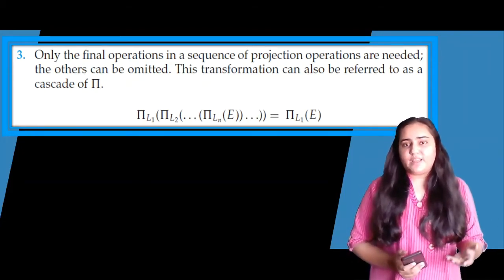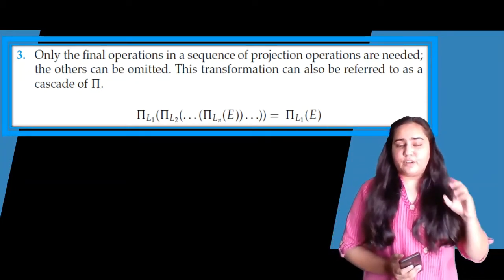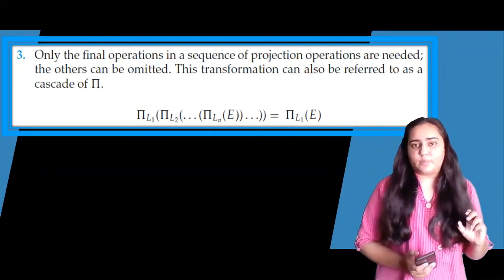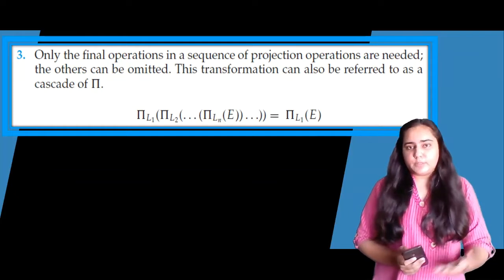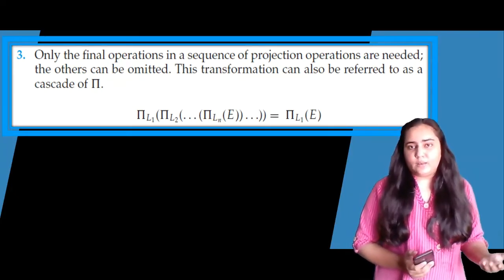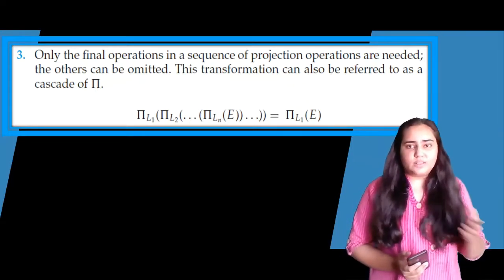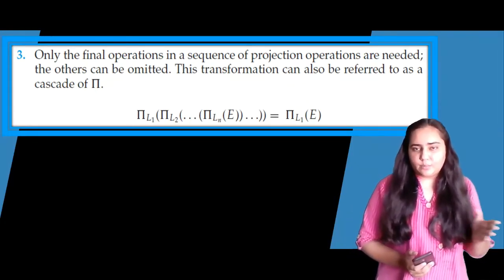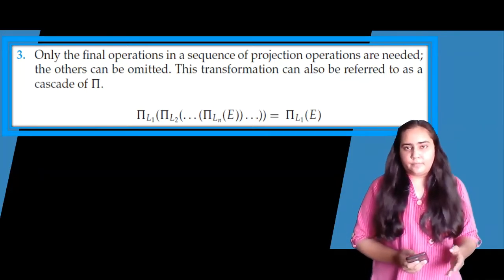The only thing that matters is L1, which is the final list of columns that I'm extracting. It doesn't matter what you extracted in between because the final result is only going to show L1. That's why on the right-hand side, it's written that all these things together can be made equal to just pi L1 of E.